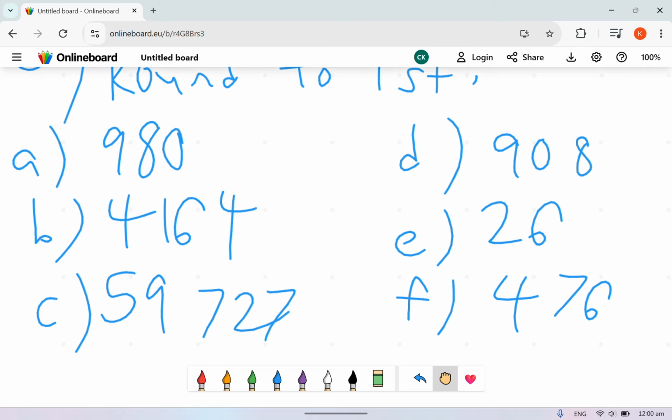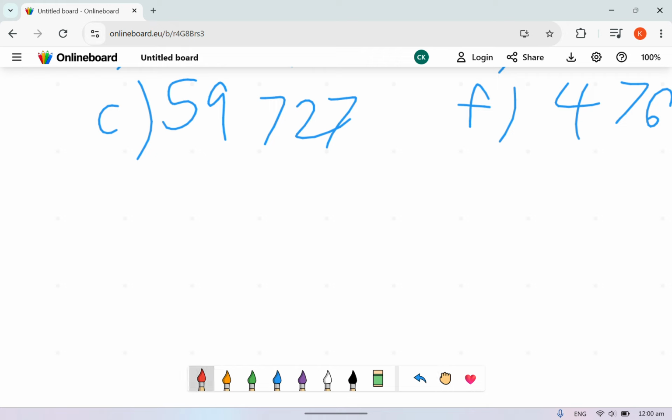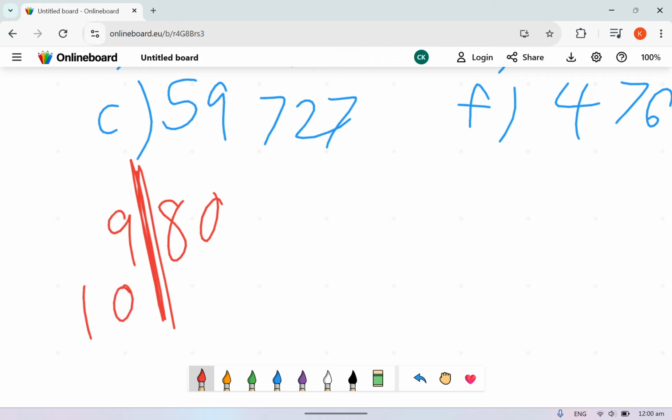Okay, done? So it's quite simple. You want to round everything to 1 significant figure, right? So let's see. First one, 980. Start off over here. Okay? This one is definitely to the right. So this one is going to be 0, 1. Okay, the answer should be 1000.